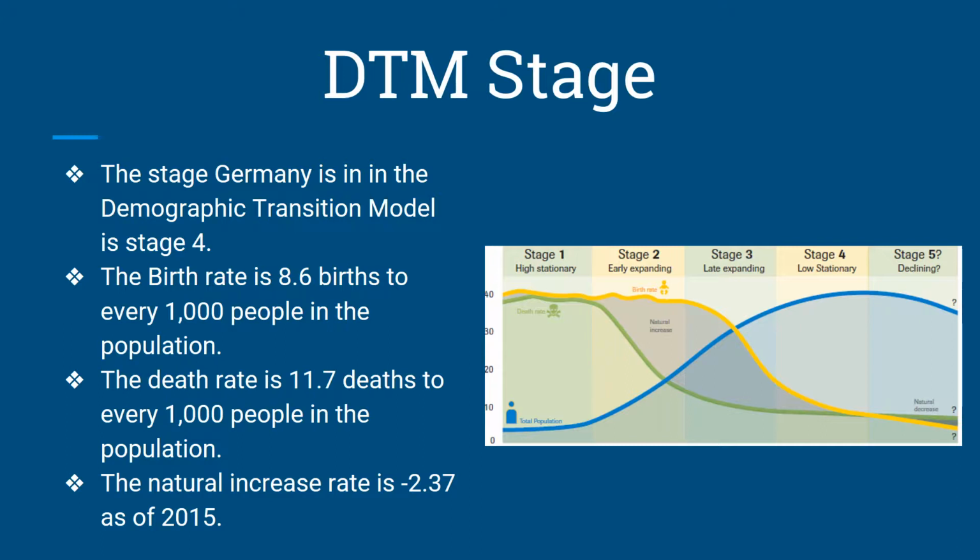The birth rate is 8.6 births to every 1,000 people in the population as of 2017. The death rate is 11.7 deaths to every 1,000 people in the population, also as of 2017. The natural increase rate of Germany is negative 2.37 as of 2015, which applies to the requirements of being in stage 4 of the DTM. The graph shown on the right shows that in stage 4, Germany would have a high total population, low birth rate, and low death rate.